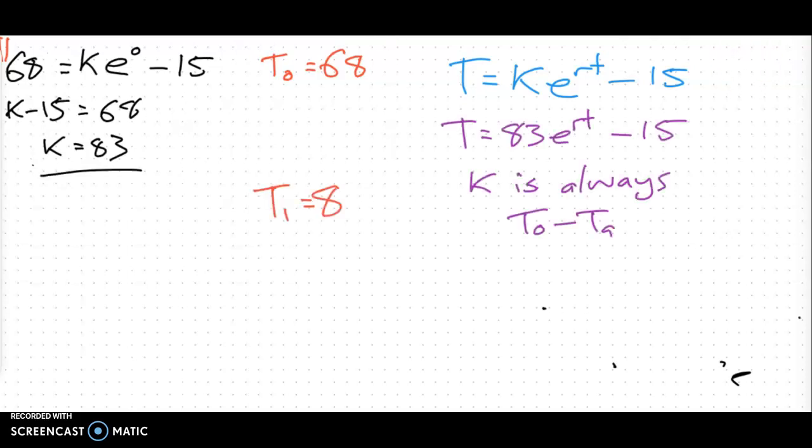Okay, now that we know what that is, it's 83, we chuck that in there. It's no coincidence that this is always the difference between the initial temperature and the surrounding temperature. So the initial temperature is 68 minus negative 15 gives me 83. Easy.